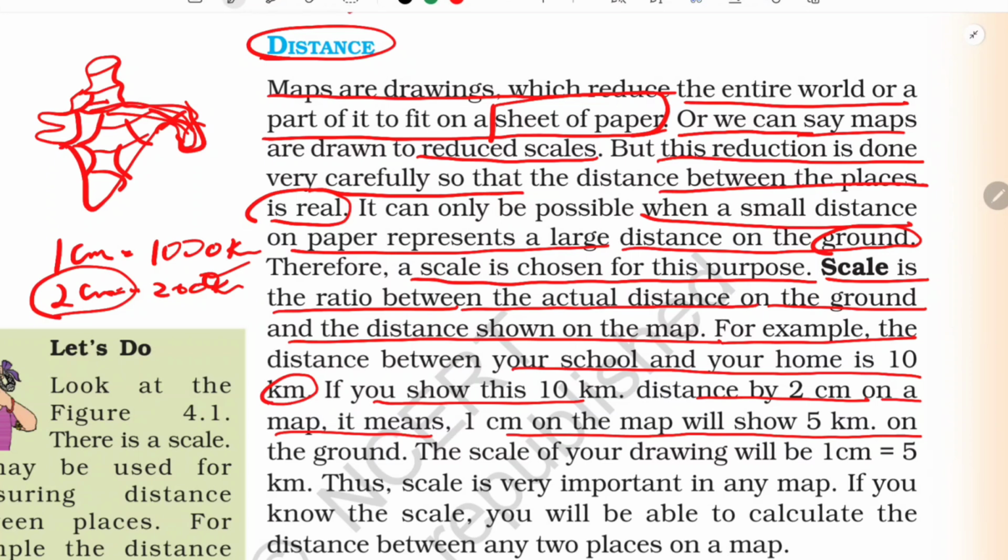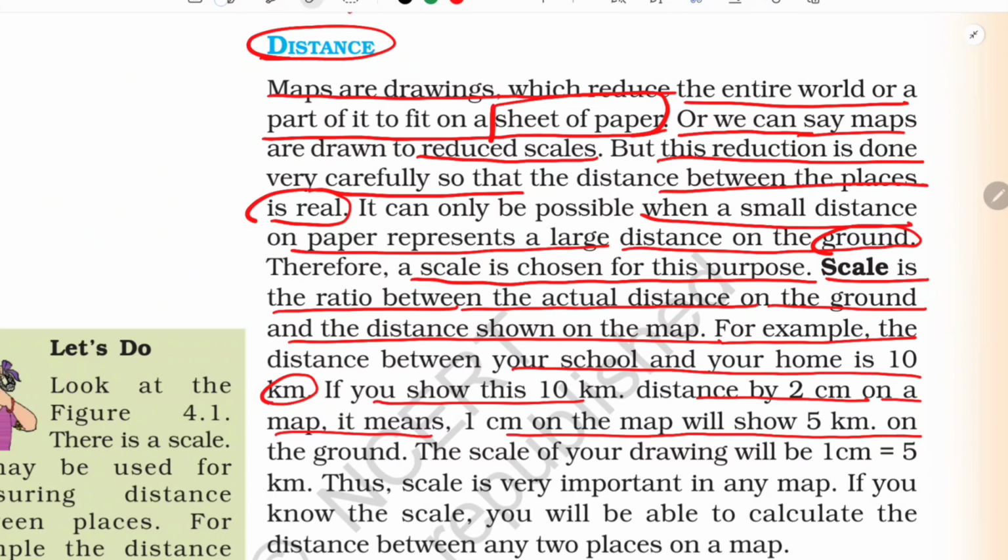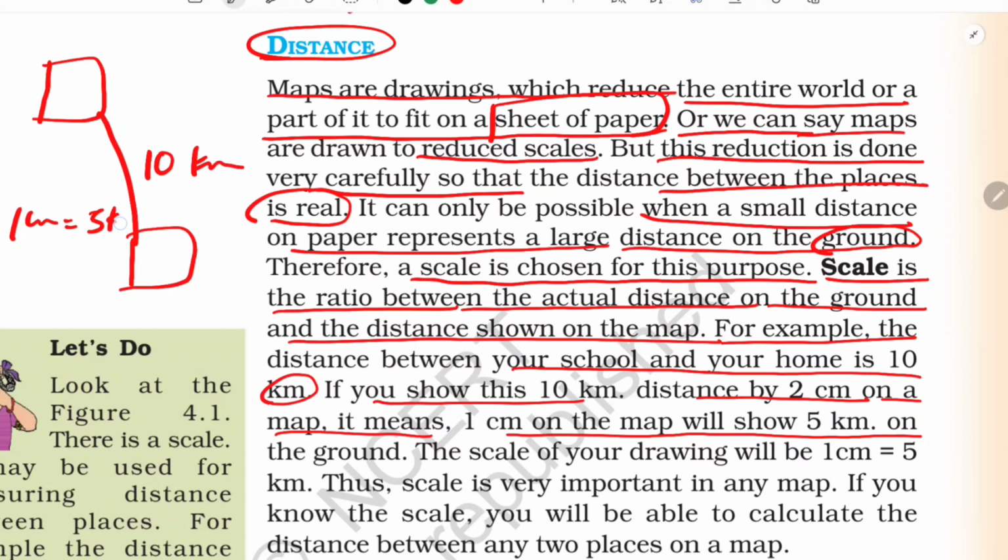For example, here they have told that the distance between your school and your home, suppose this is your home and this is your school, let us just assume, and the distance here is 10 kilometers. But if you want to represent both of these on a map, then you will represent 1 centimeter equal to 5 kilometers. That means 2 centimeters equal to 10 kilometers. So the distance between your school and your home on the map will be how much? 2 centimeters.